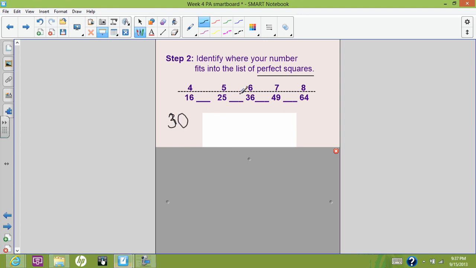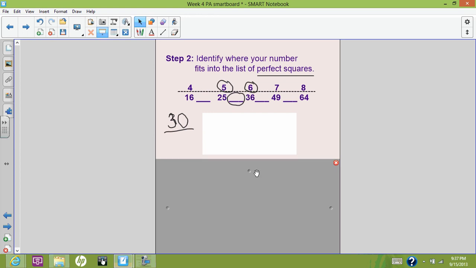Well, 30 is going to fall here. It's going to fall between 25 and 36. So I know that the square root of 30 is going to be somewhere between 5 and 6. So we are making an approximation of where that square root is.